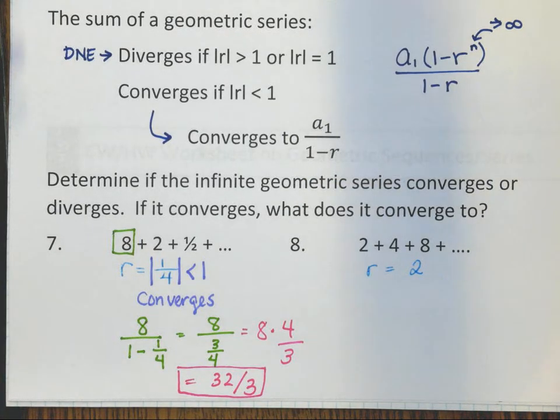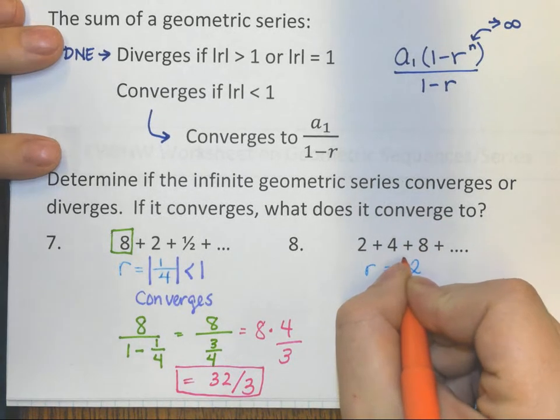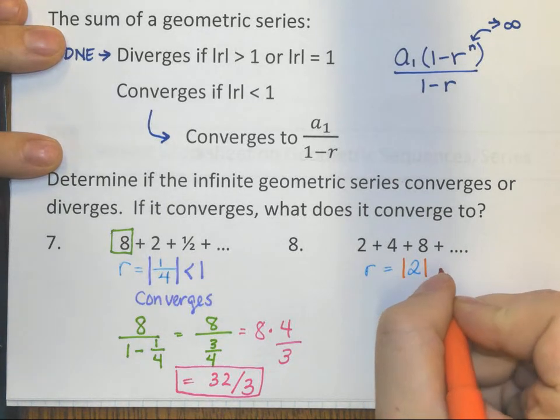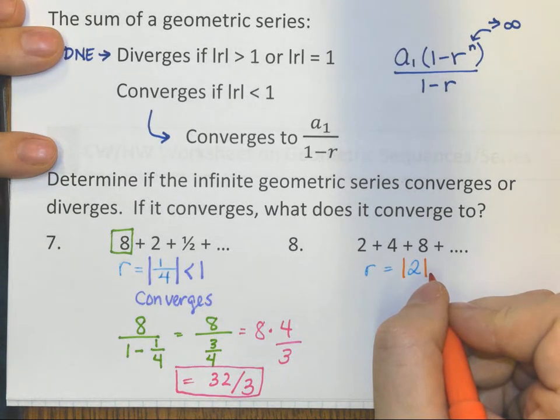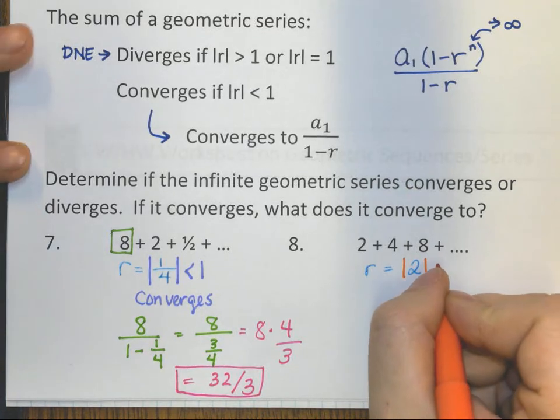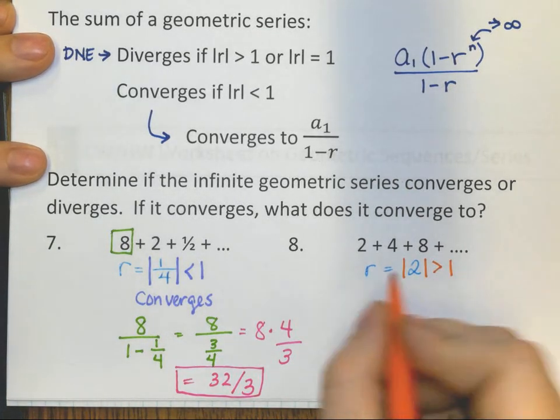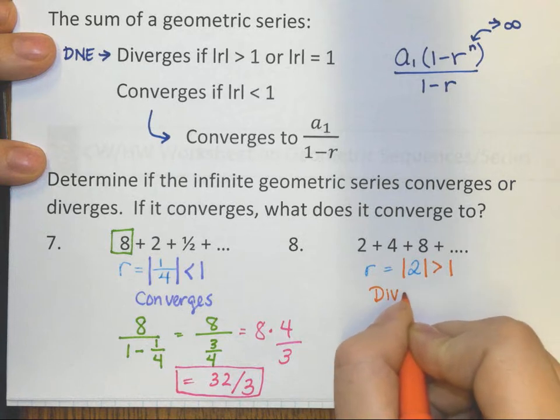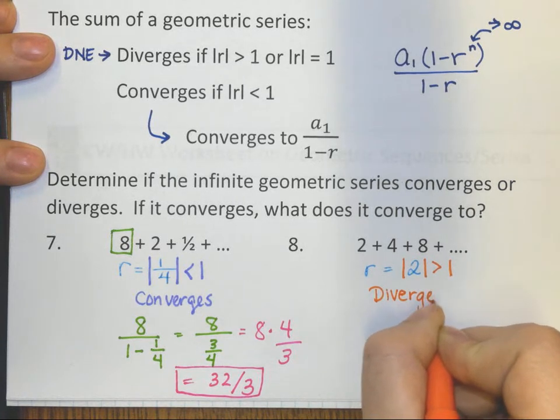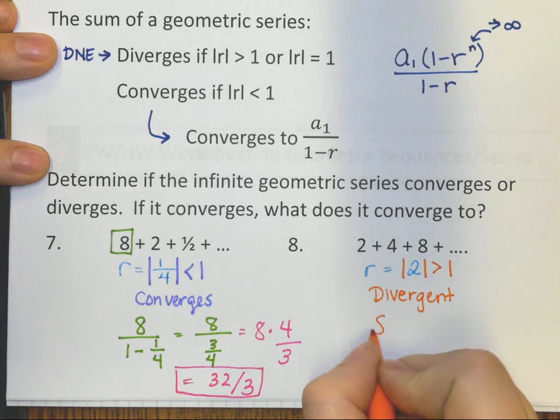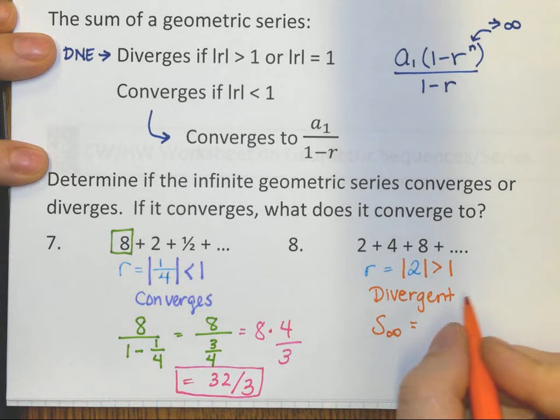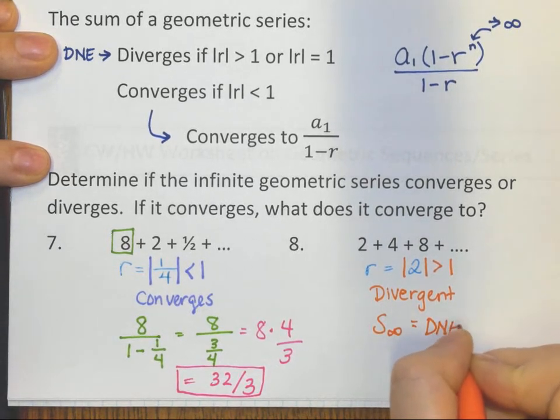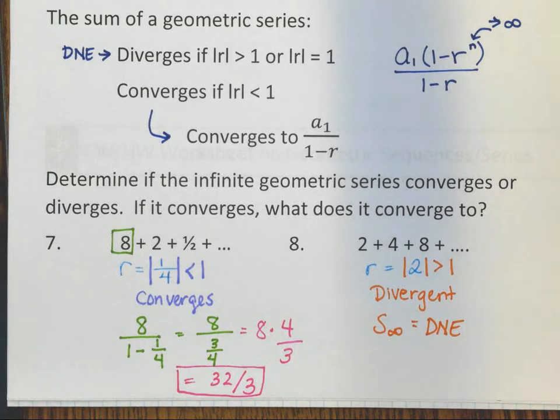On number 8, the ratio was 2. What kind of series is that? Divergent, starring Jennifer Lawrence. No, wait, wrong movie. Shailene Woodley, there you go. That number is bigger than 1, so that is a divergent series. And if I asked for the infinite sum, that doesn't exist. There's nothing you can do about that.